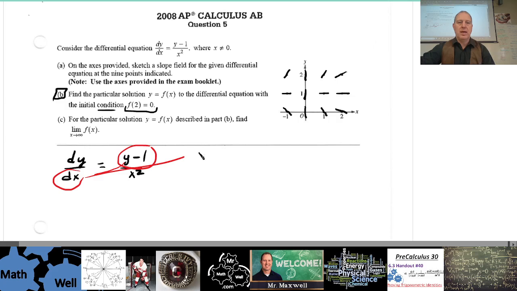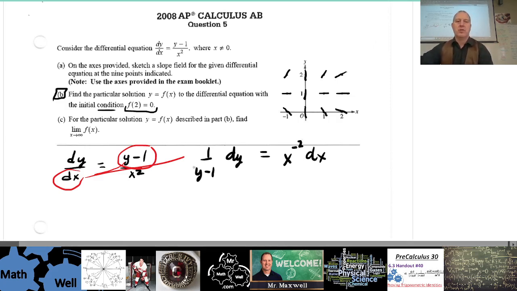It's going to be 1 over y minus 1 dy equals 1 over x squared dx. Now this 1 over x squared does have an exponent that's not 1, so you have to be careful. This is not a ln. This is not natural logarithm. This might actually be easiest to show like this, right? x to the negative 2. You do your power rule for integration.